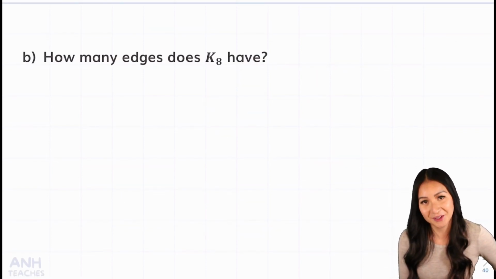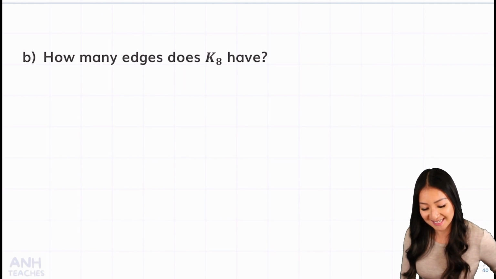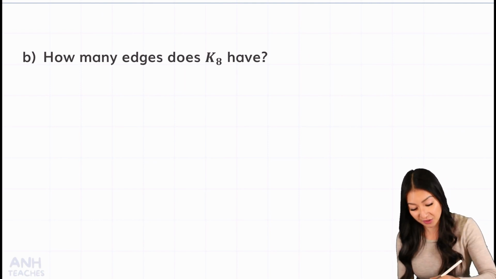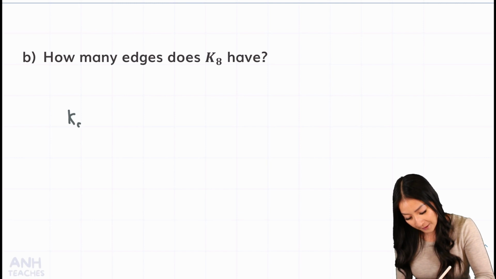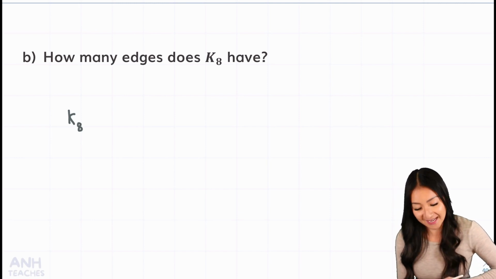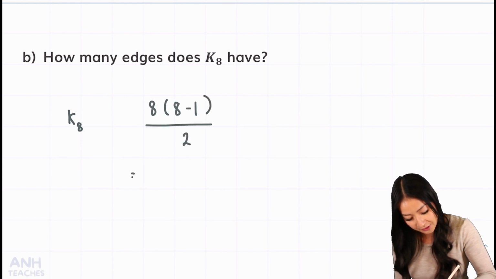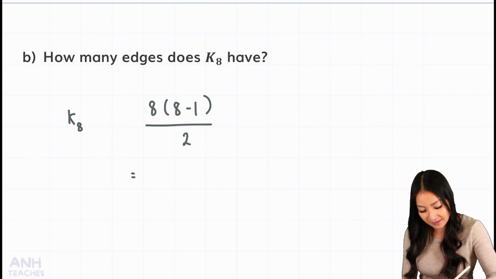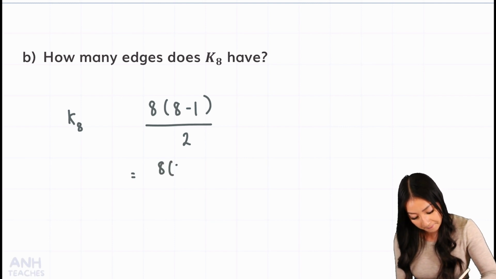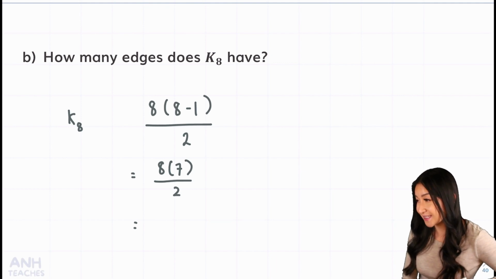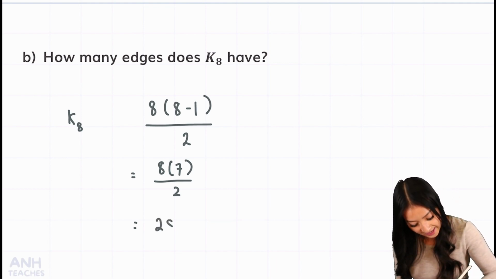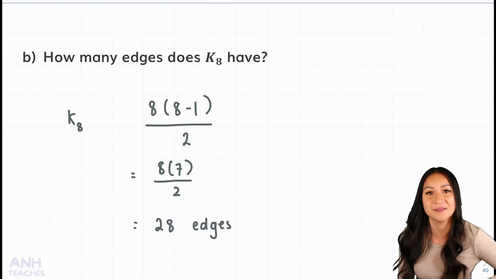And last but not least, how many edges does K8 have? So again, we can just use our formula where n is equal to 8 because there's 8 vertices. 8 times 8 take 1 all over 2 is the same as 8 times 7 divided by 2. Half of 56 is 28. So K8 will have 28 edges.